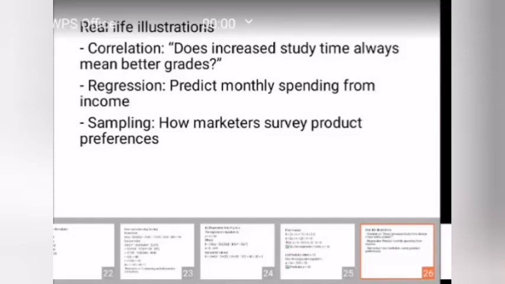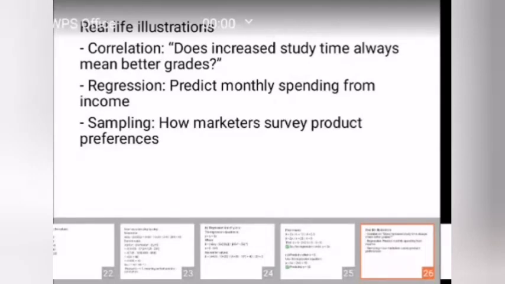Then regression is used to, let me say you're trying to predict your monthly spending based on income. This is your income, and you're trying to see, oh, this is what I spend. These are real life illustrations of regression. Then sampling is how to survey product preferences. Like the example I gave, when buying rice, you can sample different rice grains and see the differences between them, so you choose the one which you prefer the most.